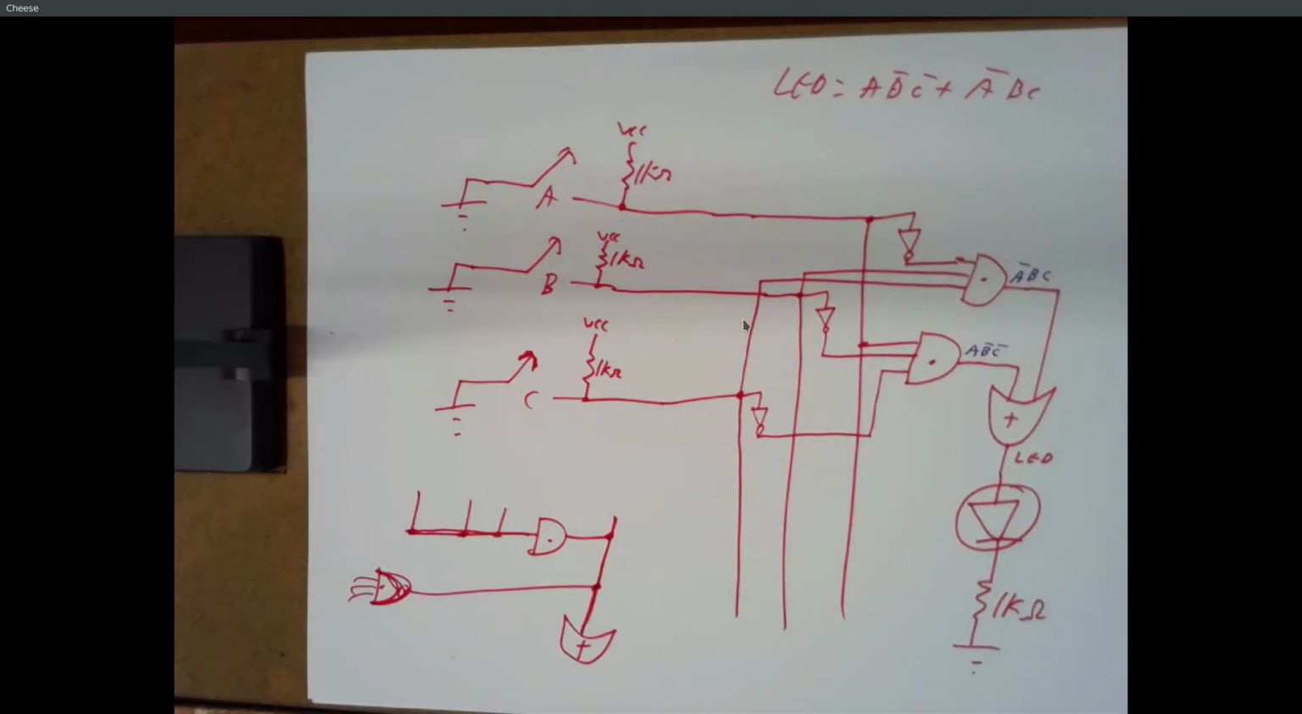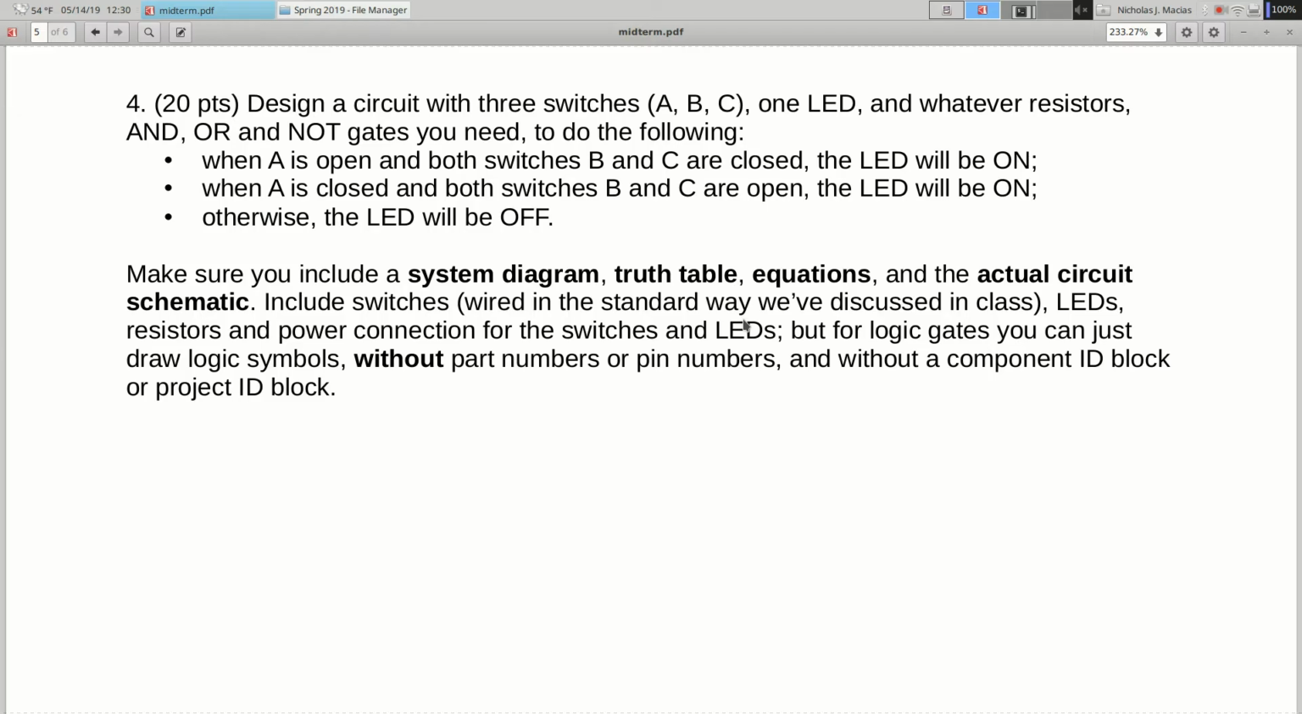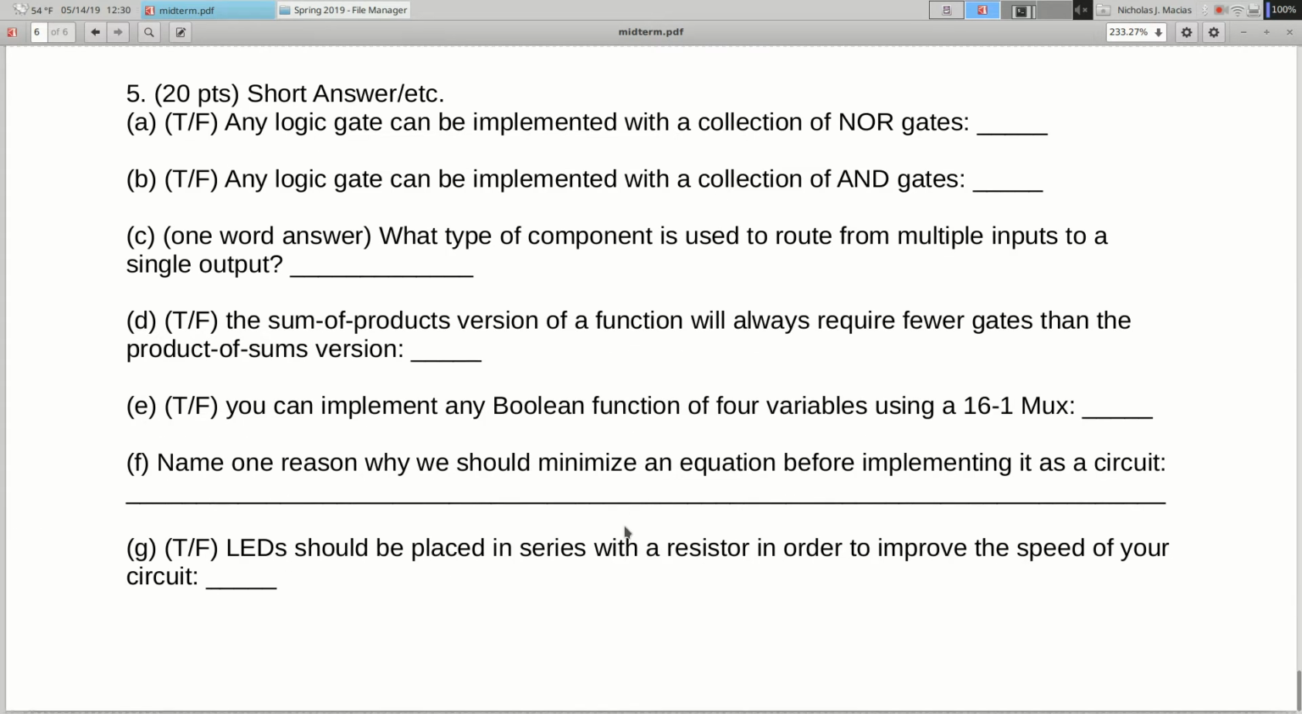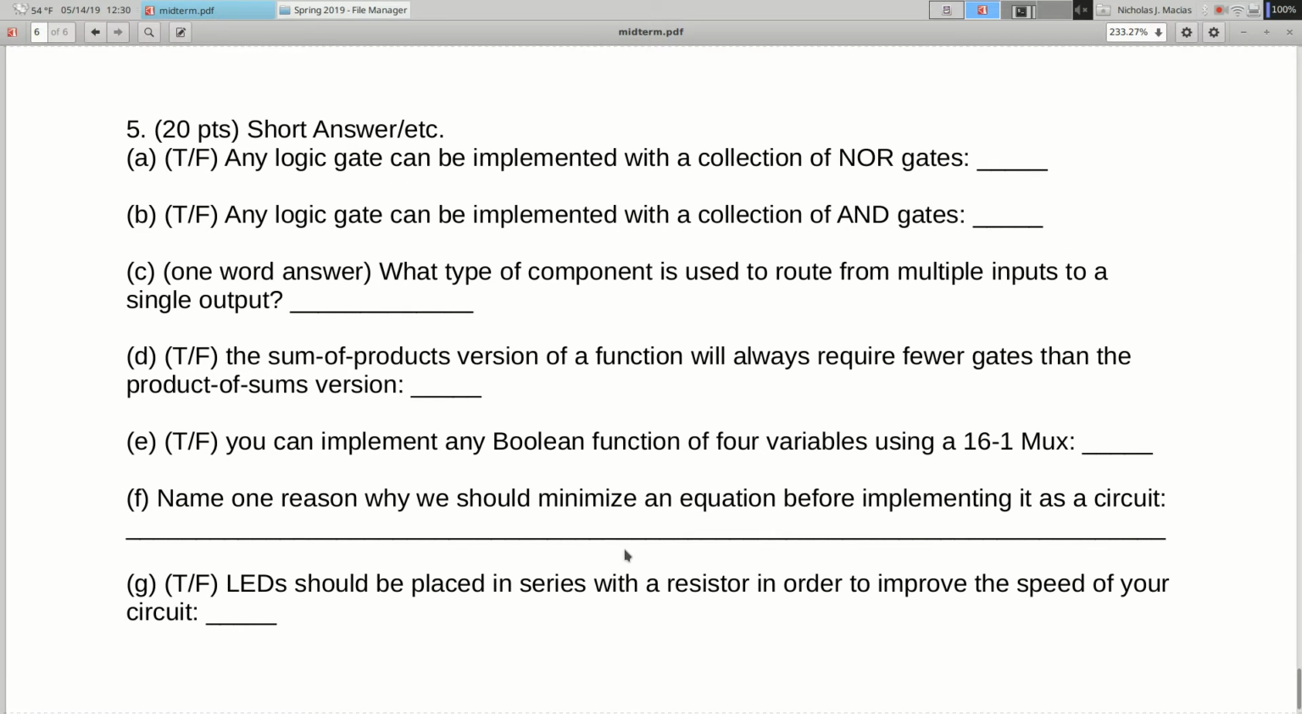All right, I think that was all I saw that I wanted to mention. So questions about that one? All right, and then true, false, these were really good too. So any gate can be implemented with a collection of NOR gates, that is true. Any gate can be implemented with a collection of AND gates, that is false. You can't make an inverter.